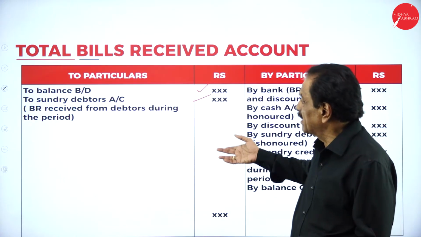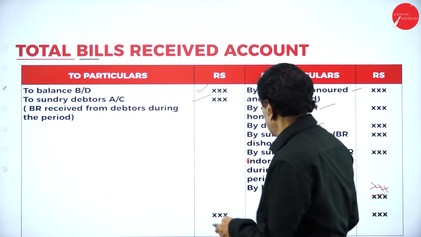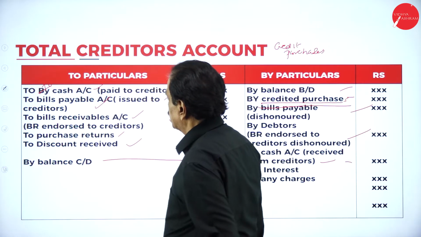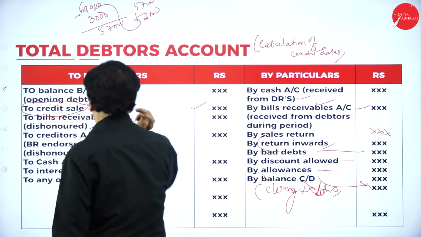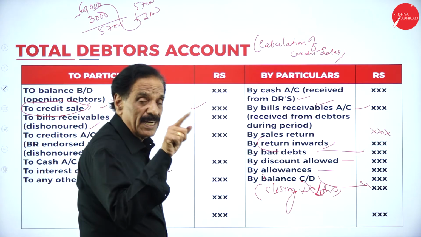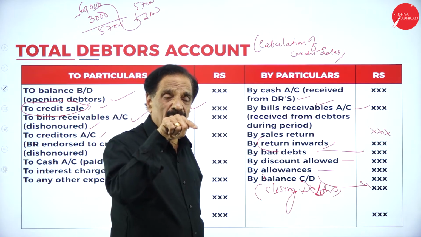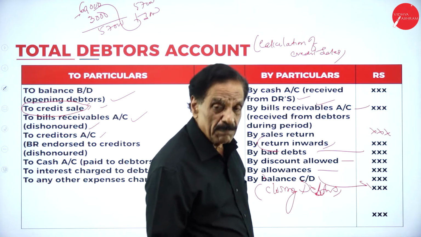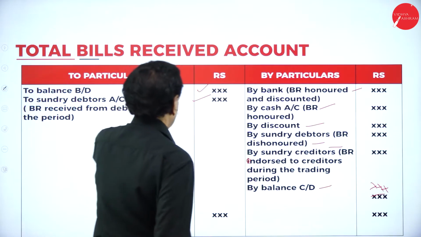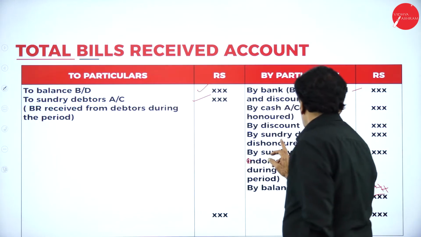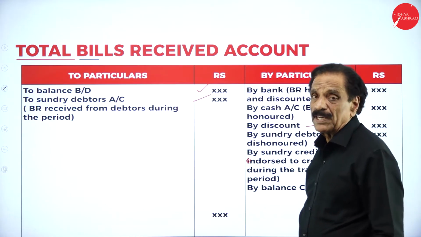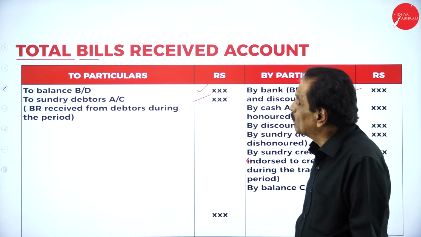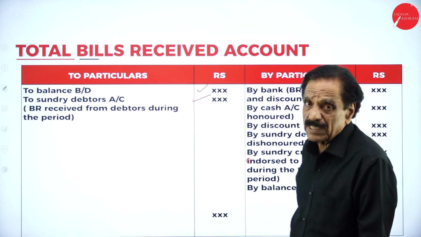I'll tell you the entry. Debtor account debit to BR account. In the BR, debtor will come on the credit side. In the BR, by debtor will come. Double entry: debtor account debit to BR account. You must be very careful about the double entry system.